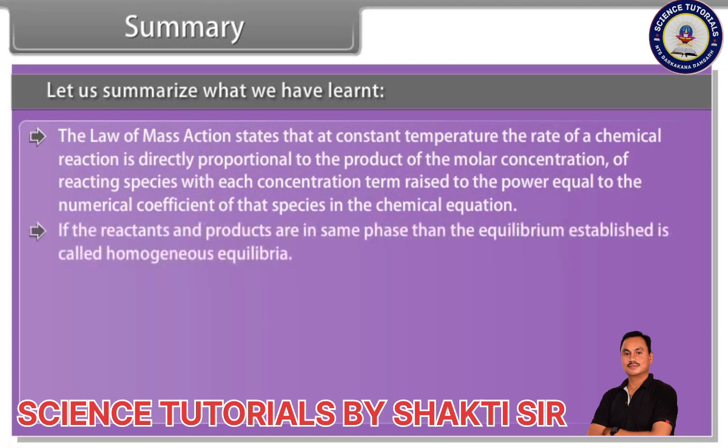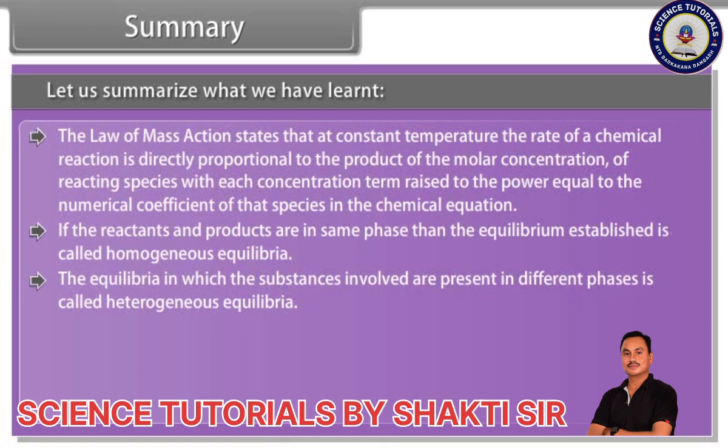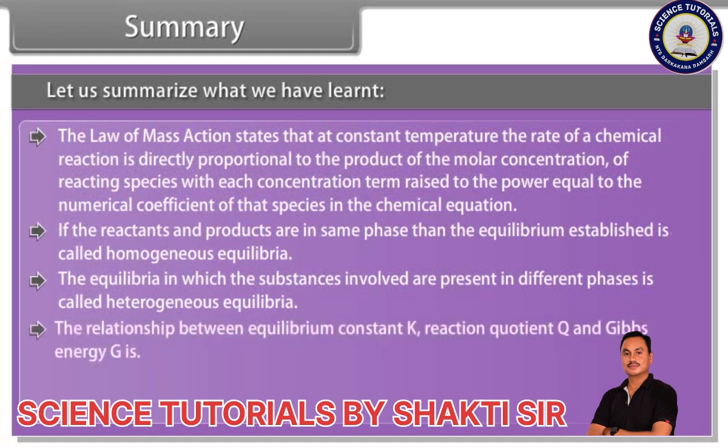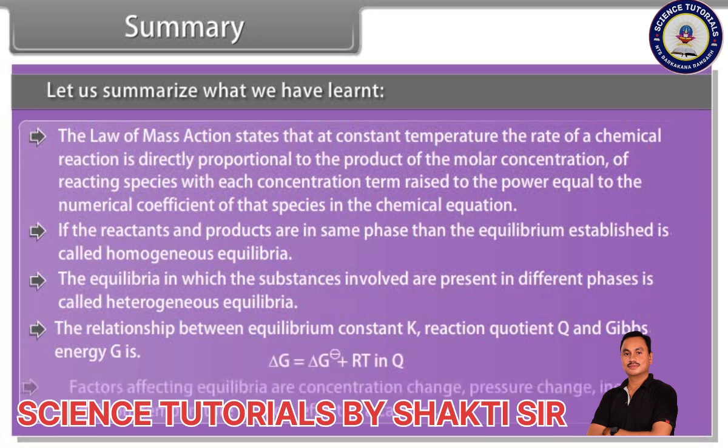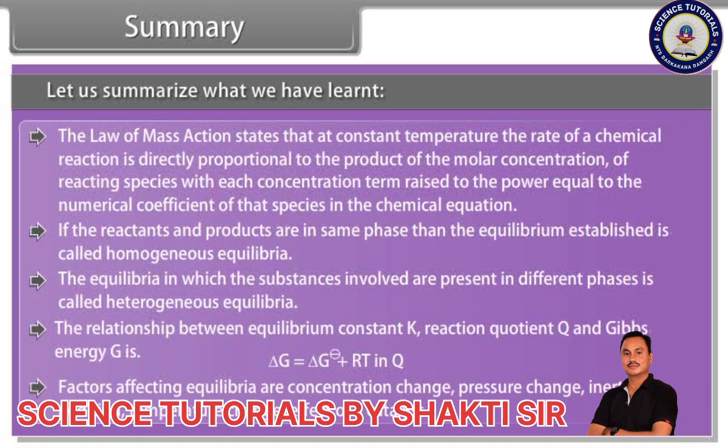If the reactants and the products are in the same phase, then the equilibrium established is called homogeneous equilibria. The equilibria in which the substances involved are present in different phases is called heterogeneous equilibria. The relationship between equilibrium constant K, reaction quotient Q, and Gibbs energy G is given. Factors affecting equilibria are concentration change, pressure change, inert gas addition, temperature change, effect of catalyst.